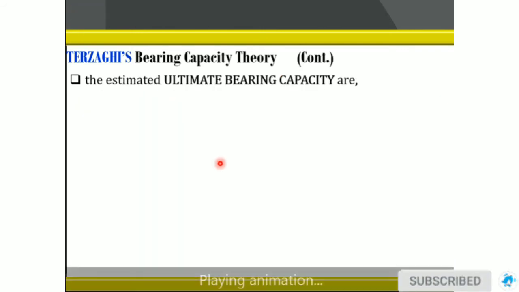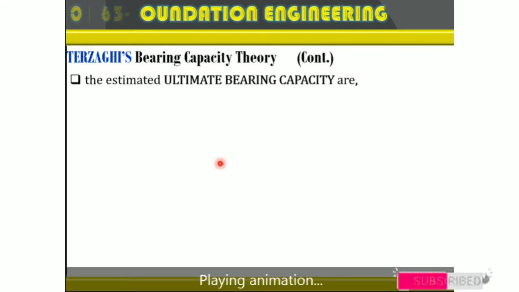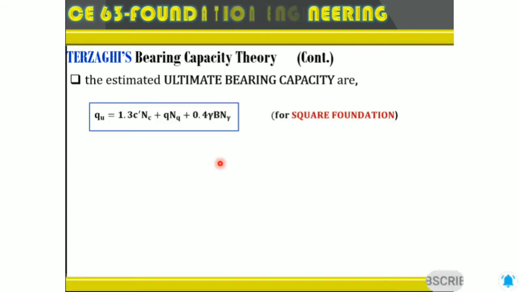Okay, so we now have the following formula for the ultimate bearing capacity. When we consider the square foundation, Q sub U is simply equal to 1.3 C prime N sub C plus small q times N sub q plus 0.4 unit weight times B times N sub unit weight. C prime is just the cohesion of the soil. N_C, N_q, and N unit weight are the bearing capacity factors.